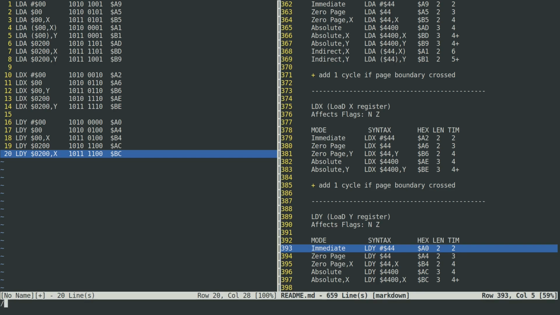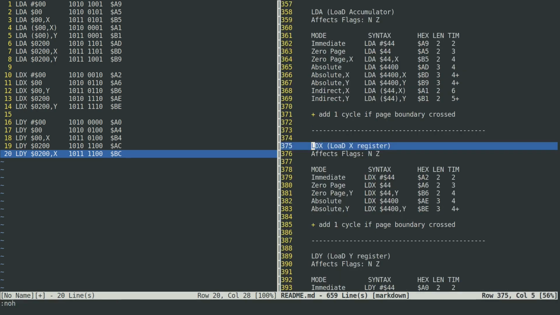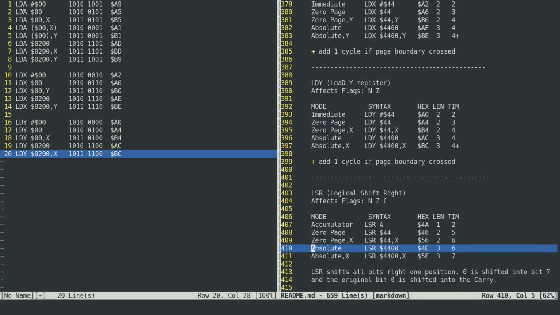Let's move further on. So now we're looking for LDX. Next. Okay, so going for LDX, LDX immediate A2, correct. LDX zero page A6, this is it. Then LDX zero page indexed by Y is B6, and we got B6 here. Great. LDX absolute AE, and we got AE here. Absolute indexed by Y, BE. Okay, and we got BE here. Okay, so LDX has been encoded properly.